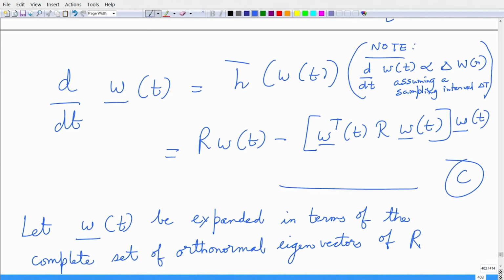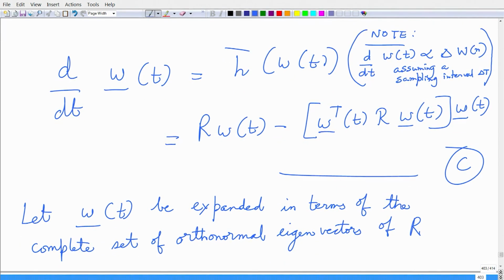Okay. Now, this is equal to R times W of t minus this quantity W transpose of t times correlation matrix R times W of t times W of t, right. Now, let me expand W of t in terms of a complete set of orthonormal eigenvectors of the correlation matrix. That is, I am doing an eigen decomposition in some sense, and I want to expand it in terms of the eigenfunctions. Okay.